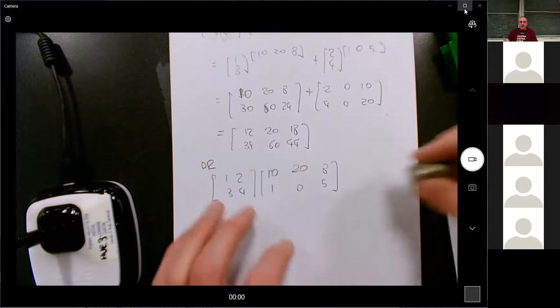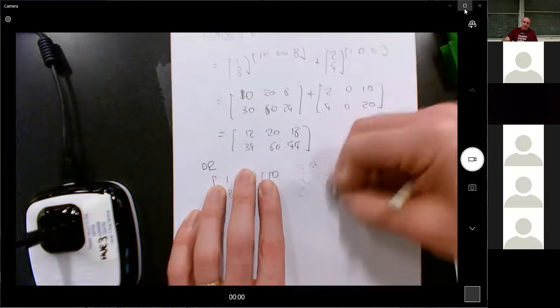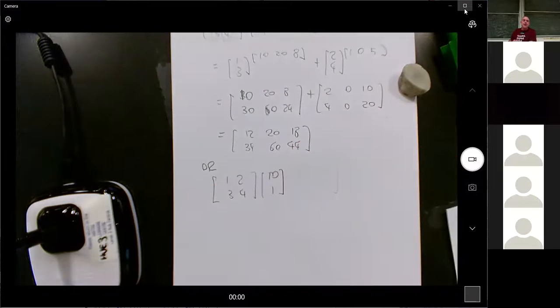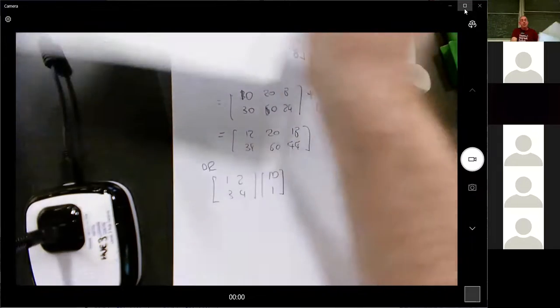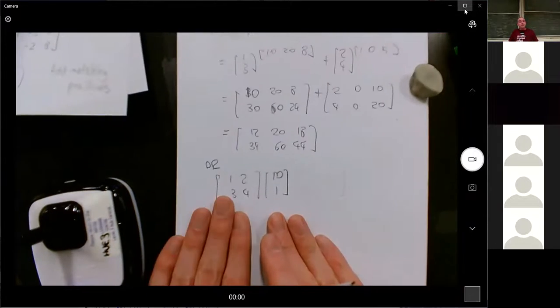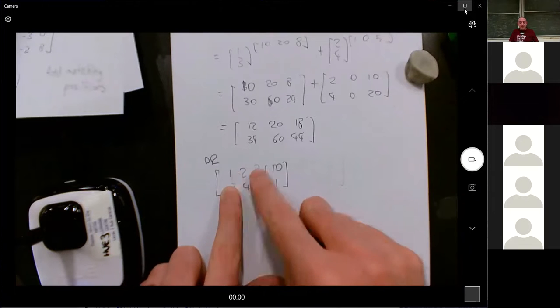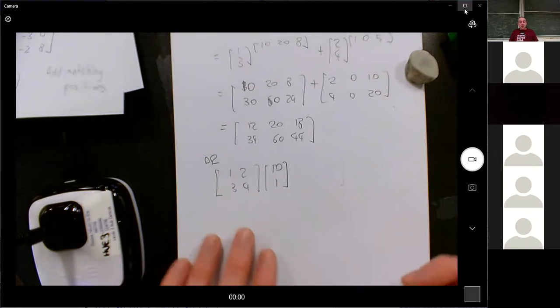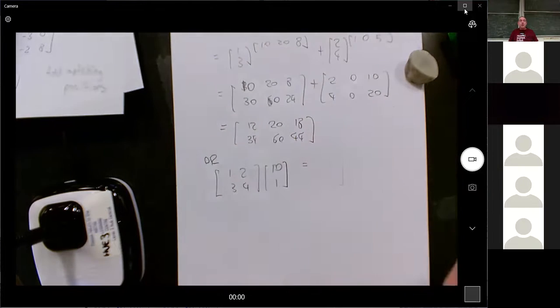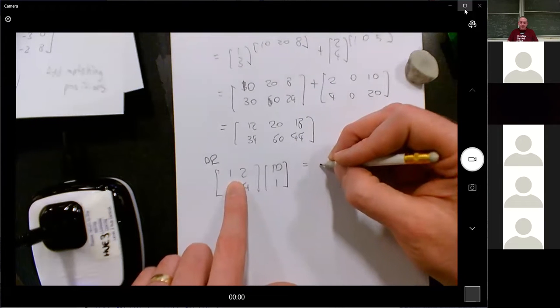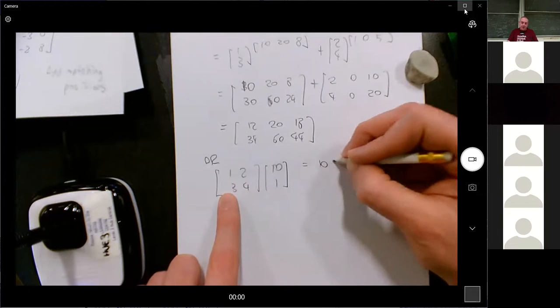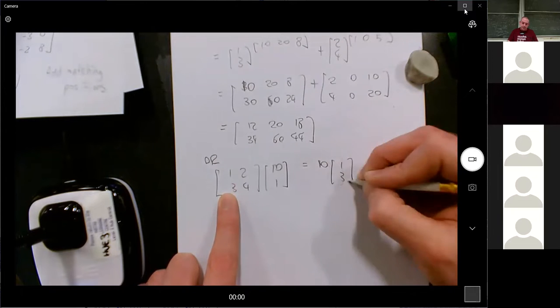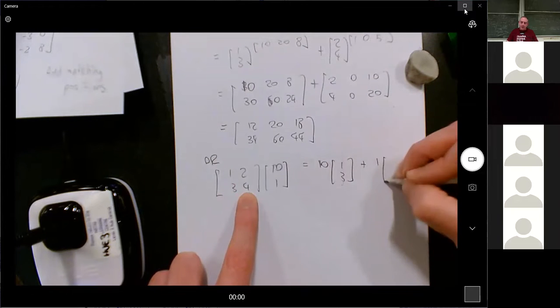Let me just do one of them and show you what happens. When you multiply a matrix by a single column, you're going to need there to be the same number of entries here as there are here. And multiplying a matrix by a single column is going to produce 10 of the first column and 1 of the second column.